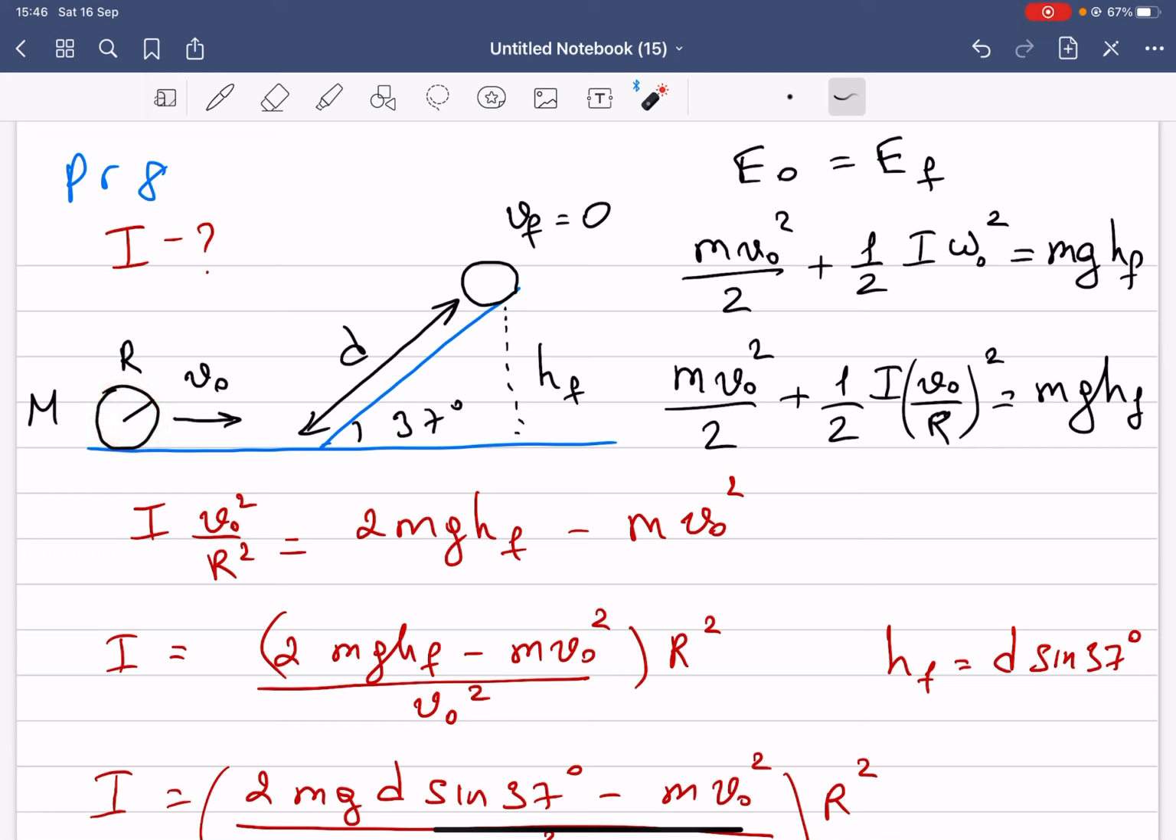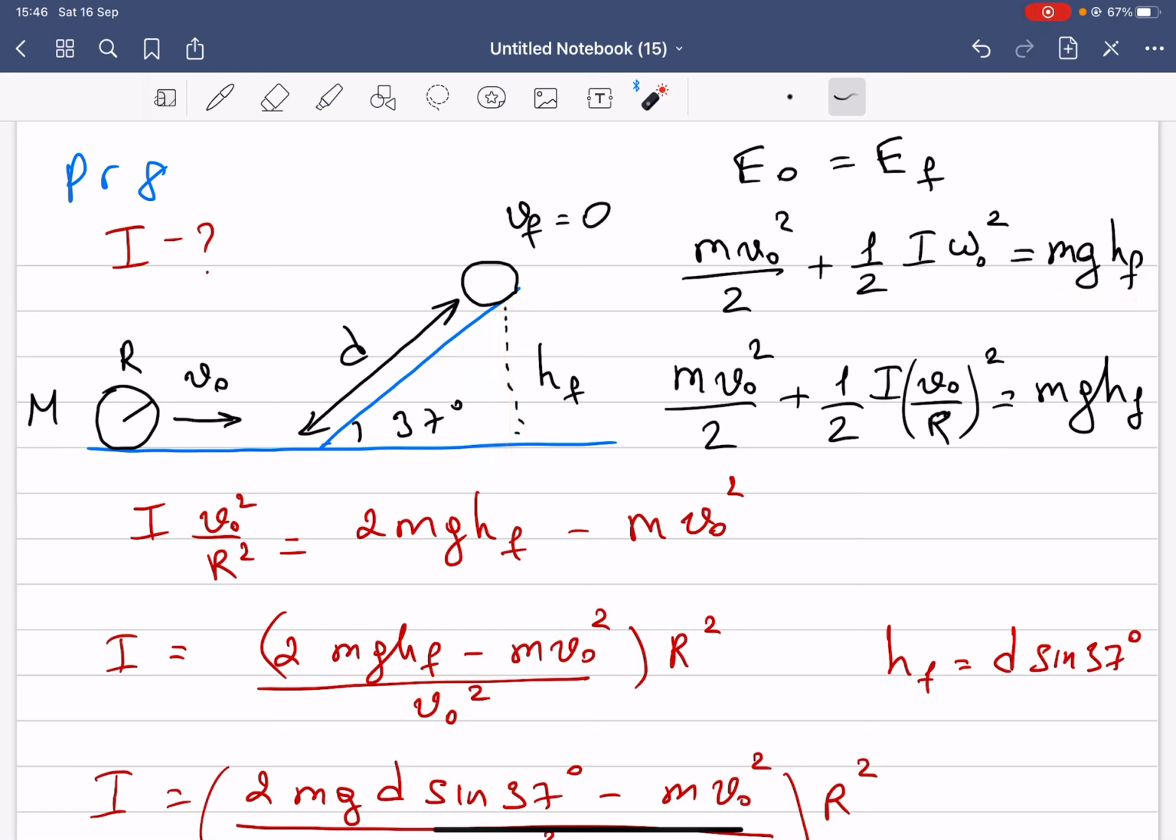First of all, energy here is conserved. Initial energy is equal to the final energy. So what is the initial energy here? The initial energy will be the translational kinetic energy and the rotational kinetic energy of the object. The translational kinetic energy of this mass will be m v initial squared over 2, plus the rotational kinetic energy, which is 1 over 2 I omega squared, and this is equal to the potential energy, which is m g h final.